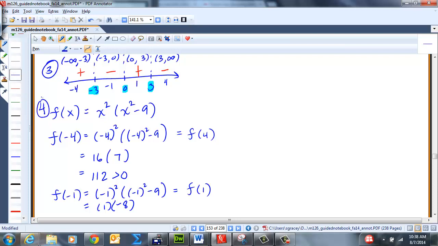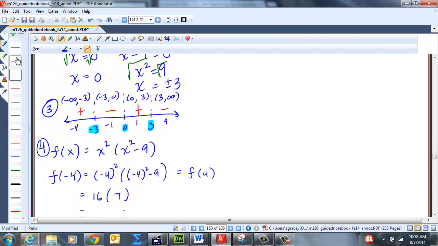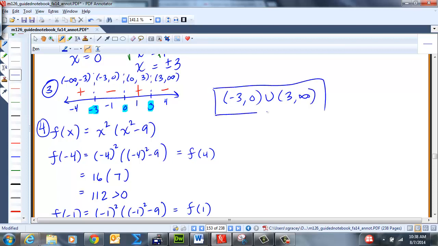So our solution, remember it was a less than 0 situation, so we are going to take the negative solutions. For our answer, we will get -3 to 0 union 3 to infinity, because those were the intervals about x where we got negative results. And let's check it using our graphing calculator.